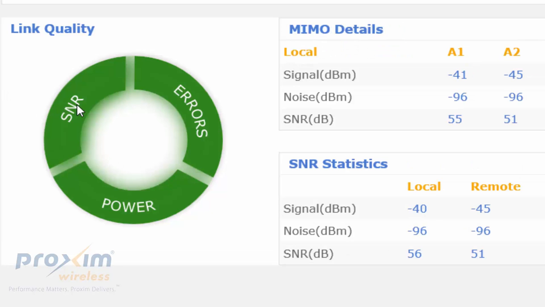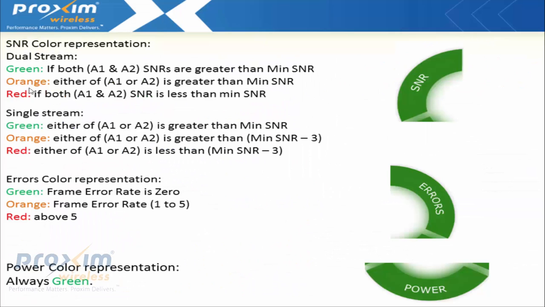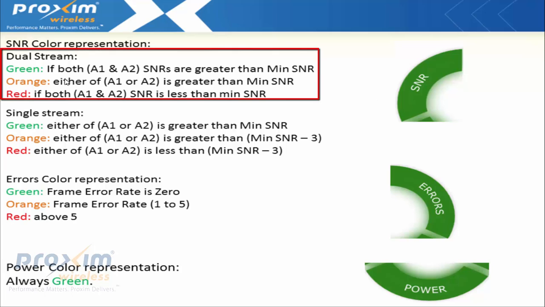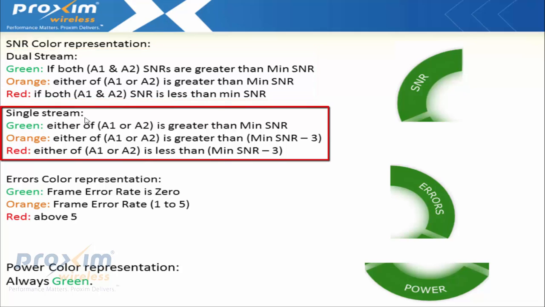They also have different colors. So we have green, orange, and red. Those are the colors they're going to change by. So for the SNR in dual stream, when it's green, both A1 and A2 SNR is greater than the minimum SNR. When it's orange, either of the A1 or A2 is greater than the minimum SNR. And red, both A1 and A2 SNR is less than the minimum SNR.